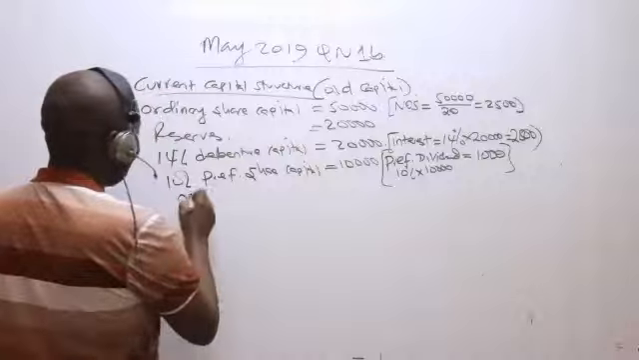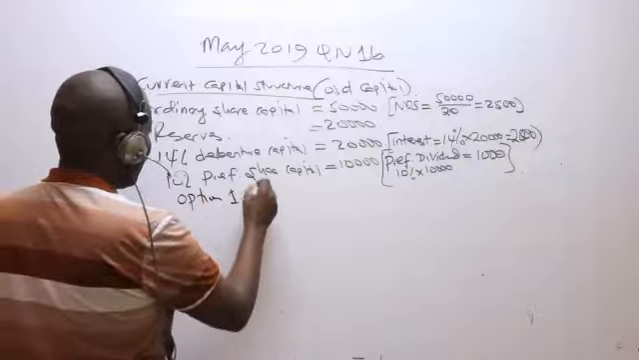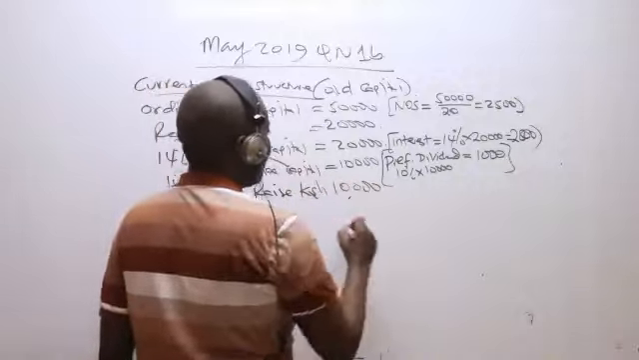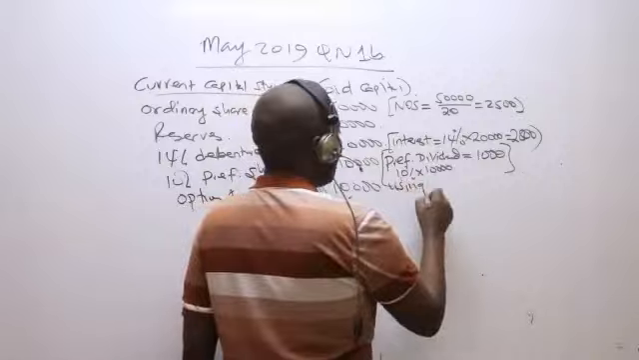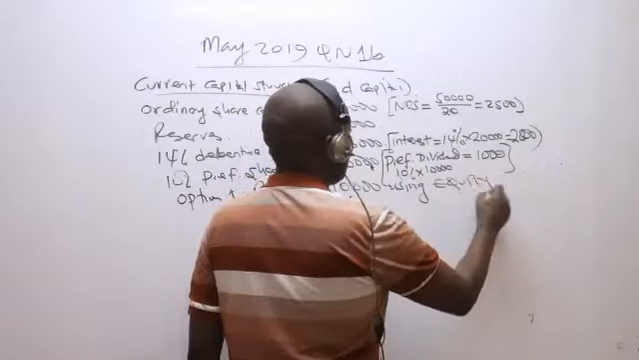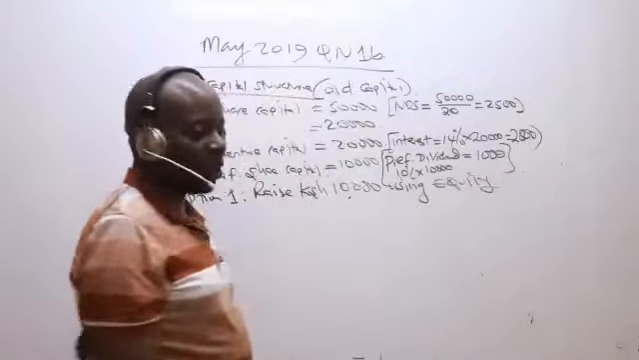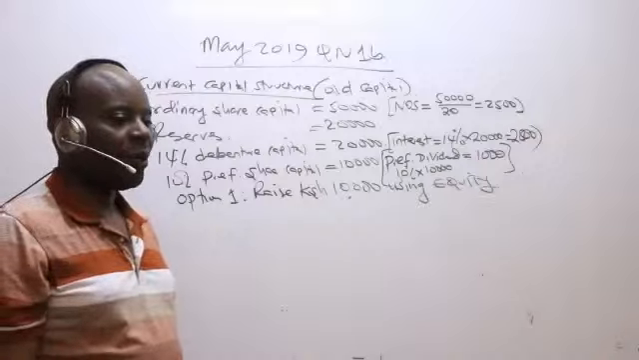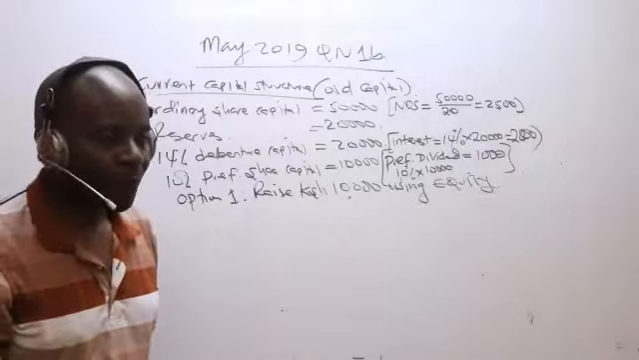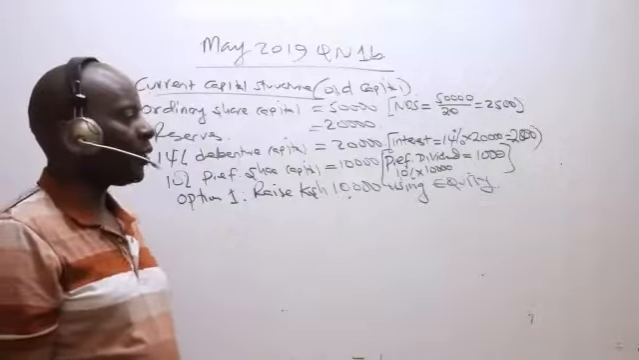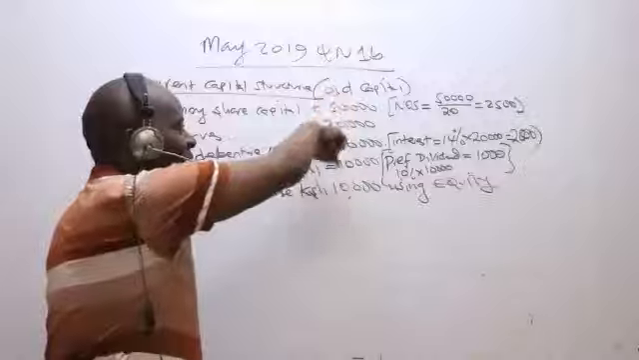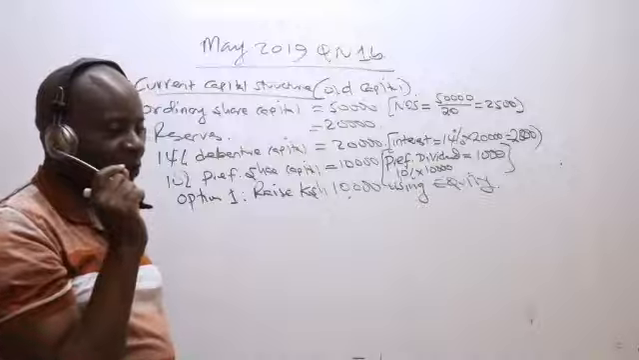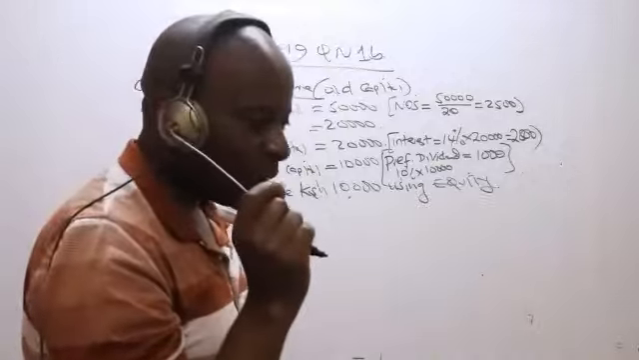We have option one. So raise Kenya shillings 10,000 using equity alone. So you are raising Kenya shillings 10,000 using equity. I'm saying 10,000 because every figure here is in thousands, so that I don't confuse.